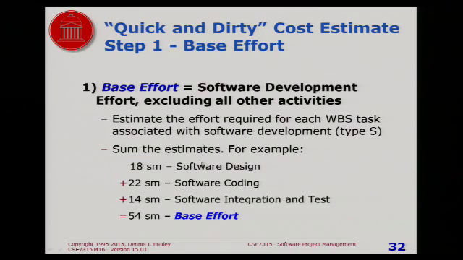And the way you do it in this quick and dirty thing is you have seen your work breakdown structure. You know how much you have to do. And you say, I think it's going to take me about 18 staff months to do the design and 22 staff months to do the coding and so forth and so on. I add it all up. That's my base effort. Now, this is a 30-minute version. So all you can do is say, based on my experience and based on the tasks I have to perform, I think I'm going to need this many staff months to do the basic software development tasks.